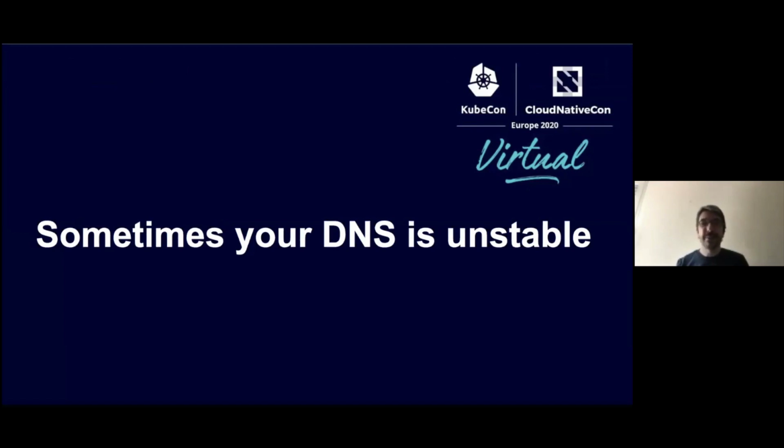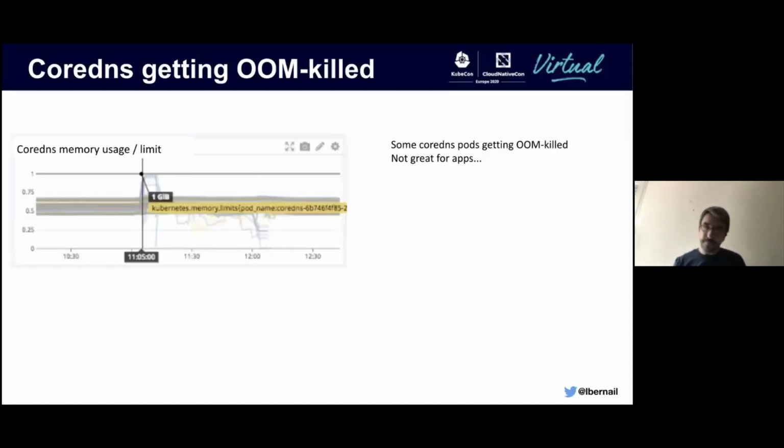So sometimes you have DNS issues because your DNS infra is unstable. A typical example is CoreDNS pods getting killed because they're consuming too much memory. And of course, it's not great for applications because your DNS pods are getting killed. You can see the pattern on the graph. It's kind of weird, right? Because things were stable and it suddenly went up pretty fast.